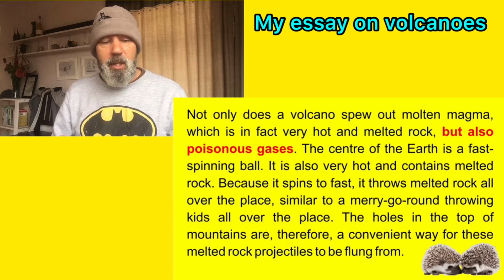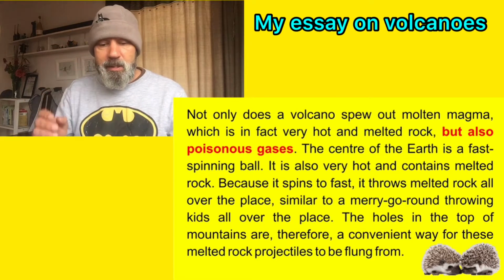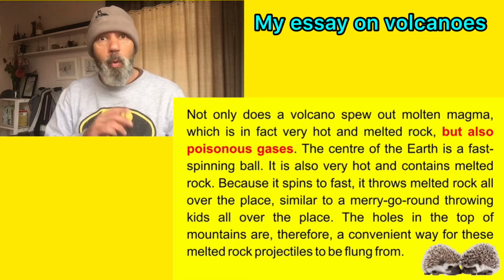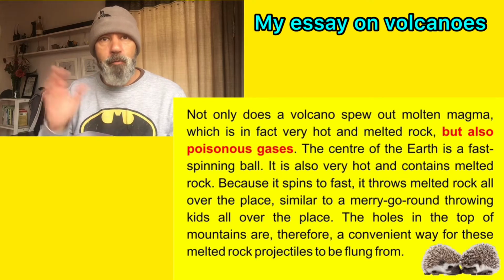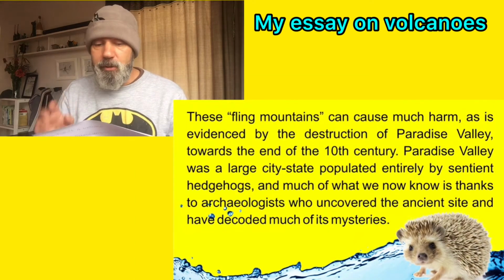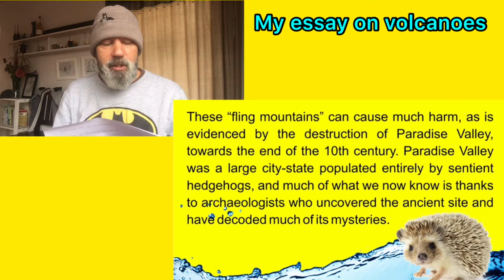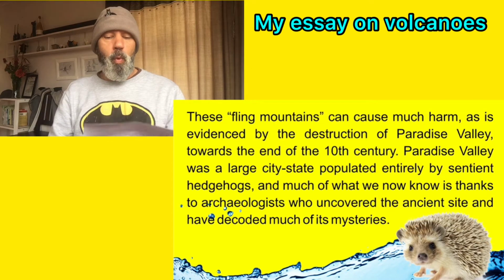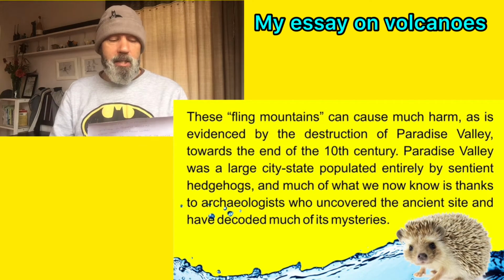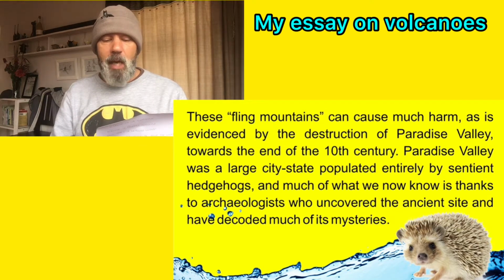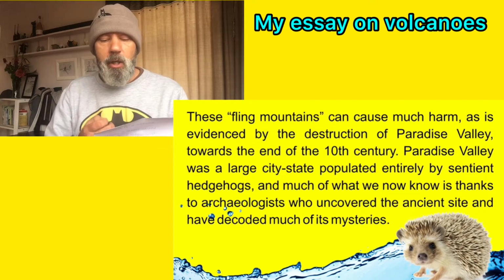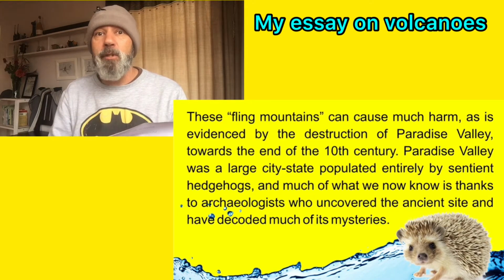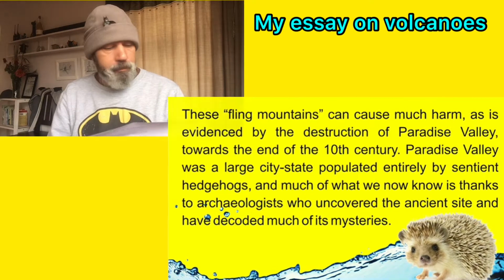Because it spins so fast, it throws melted rock all over the place, similar to a merry-go-round throwing kids all over the place. The holes in the top of mountains are, therefore, a convenient way for these melted rock projectiles to be flung from. These fiery mountains can cause much harm, as is evidenced by the destruction of Paradise Valley towards the end of the 10th century. Paradise Valley was a large city-state populated entirely by sentient hedgehogs, and much of what we now know is thanks to archaeologists who uncovered the ancient site and have decoded much of its mysteries.